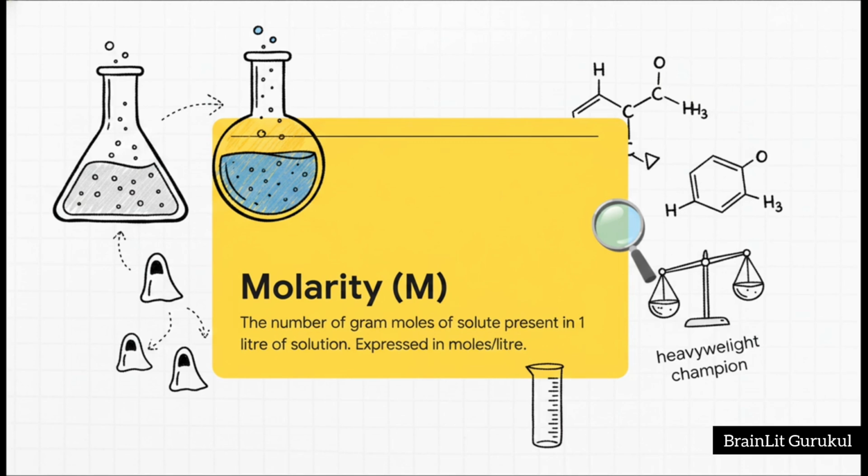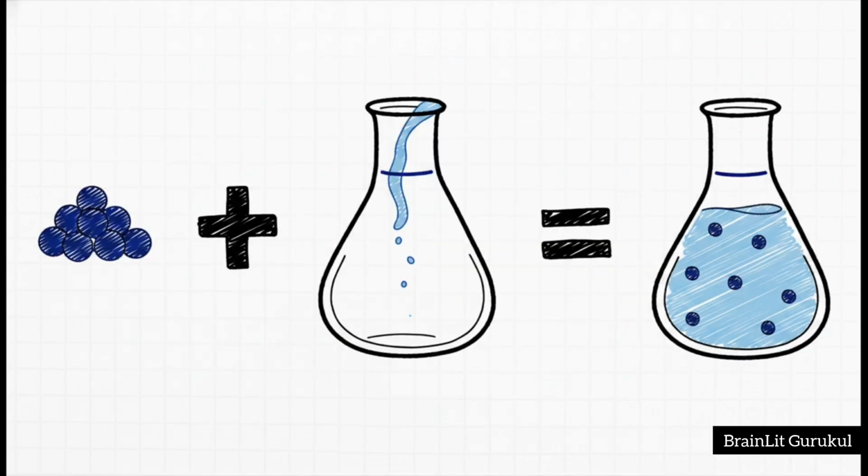You'll see it written as a capital M. And it's all about one thing. How many moles of your solute are dissolved in a final volume of 1 liter of the entire solution? The formula itself is super straightforward. Molarity is just the moles of your solute divided by the total volume of the solution in liters. So when you see a bottle on the shelf that's labeled 1M NaCl, you know instantly that every single liter of that solution has exactly 1 mole of sodium chloride in it.